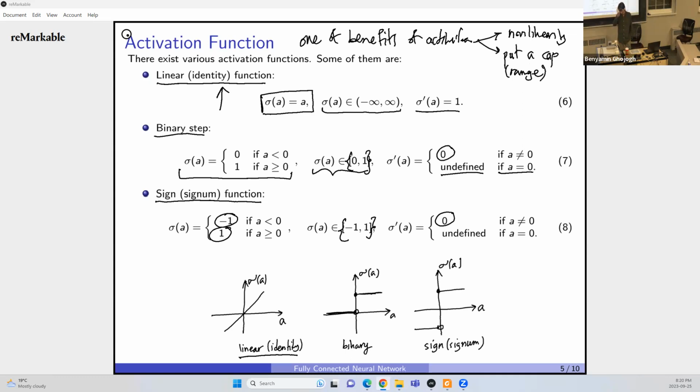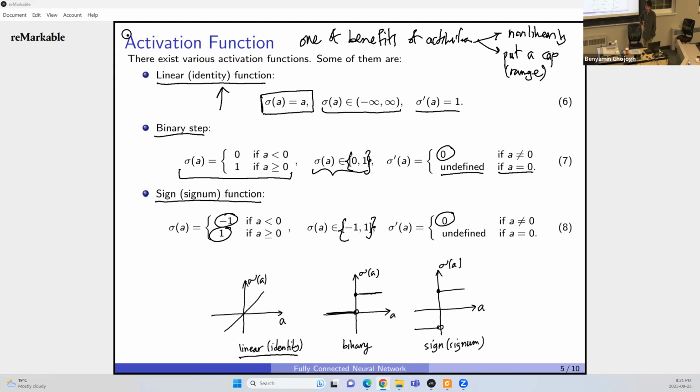Now you tell me, assume I have a regression problem. I know that my labels are supposed to be between 0 and 1. So in the output layer, I put some activation function whose output is between 0 and 1. Assume I know that it's between minus 1 and 1. So I put an activation function whose output is between minus 1 and 1. We'll see them in a few slides.